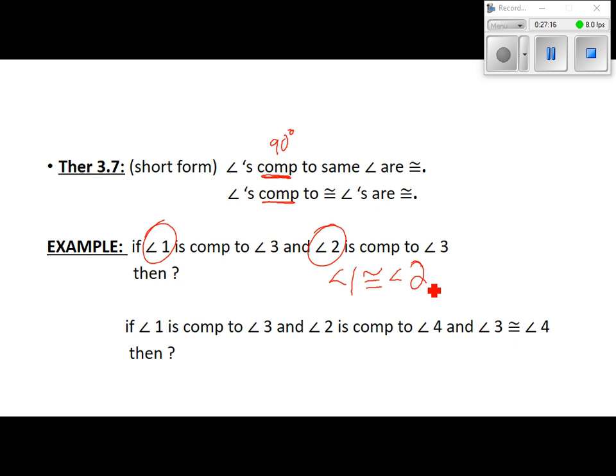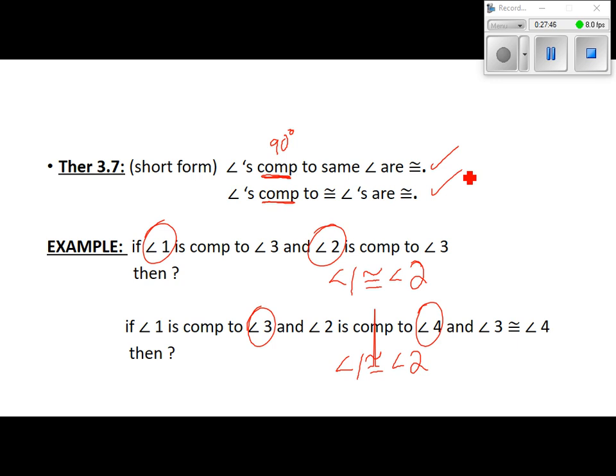Next one says angle 1 is complementary to angle 3. Angle 2 is complementary to angle 4. 3 and 4 are congruent. Then angle 1 again has to be congruent to angle 2. On a proof, do we have to explain that, or can we literally just write angle 1 is congruent to angle 2? You'd have to write one of those theorems as your reason, but we don't have to explain it.